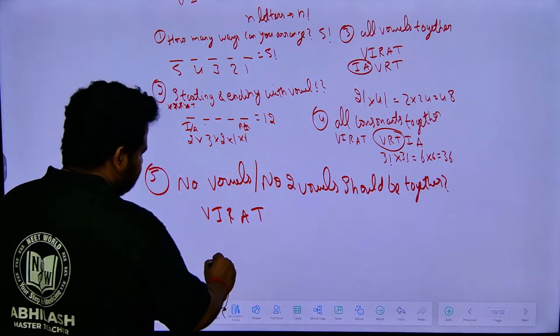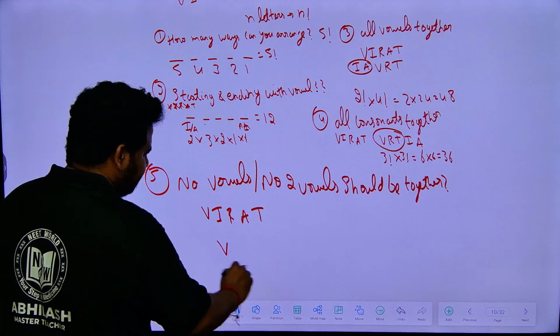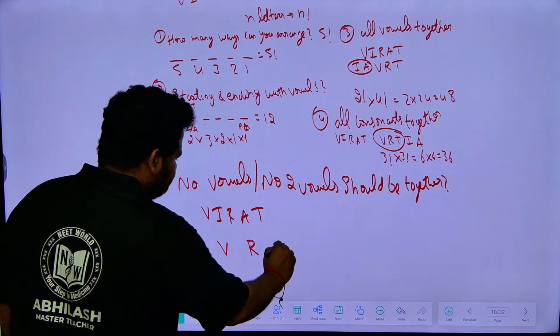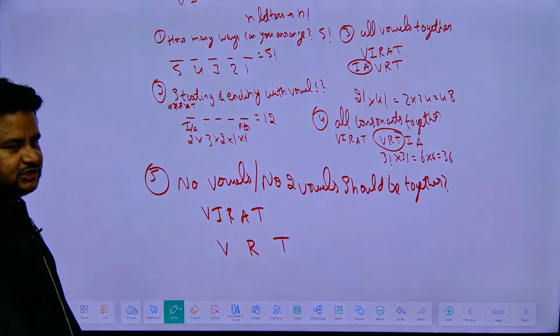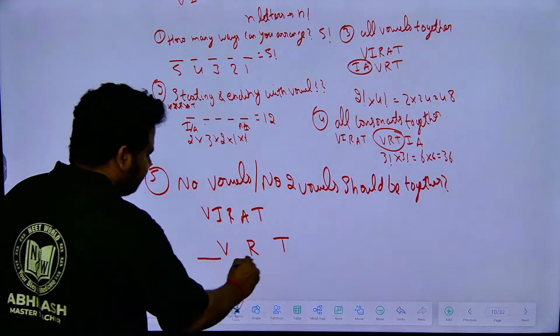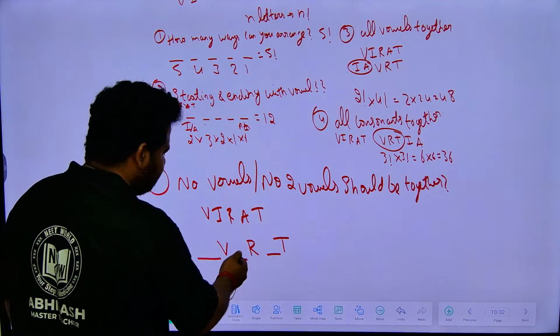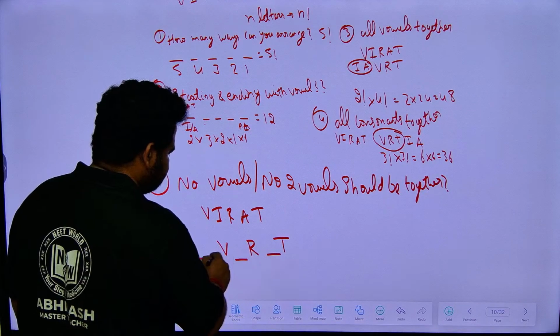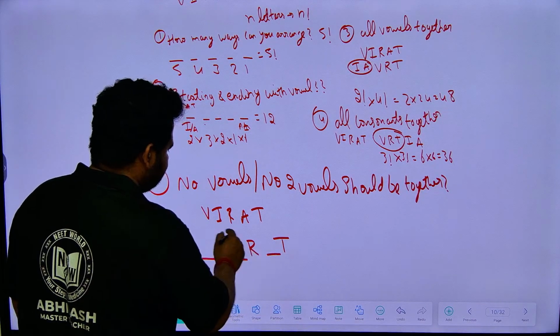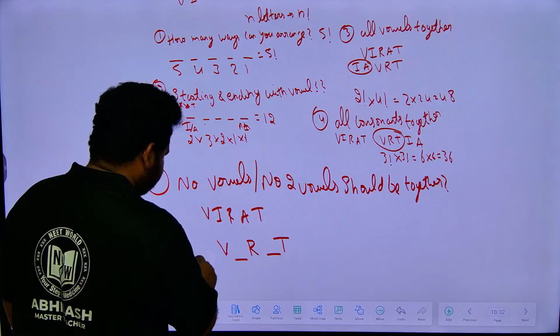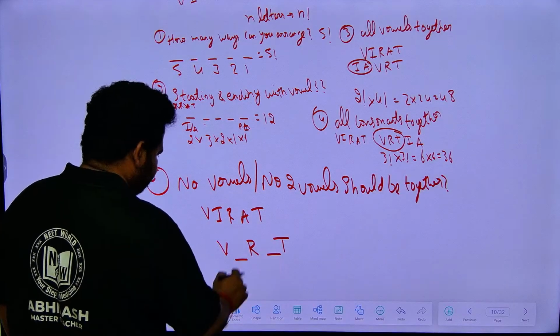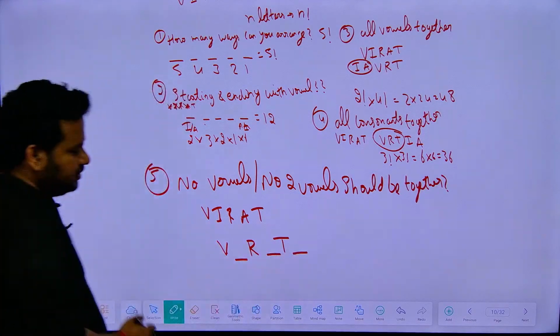We will arrange in such a way that V should come here, R should come here, T should come here. So here blank is there, here blank is there, here blank is there. 1, 2, 3. 1, 2, 3, 4. 1, 2, 3, 4, 5. Okay. So, or you can take it like this. Anyway, 1, 2, 3, like this you can arrange.